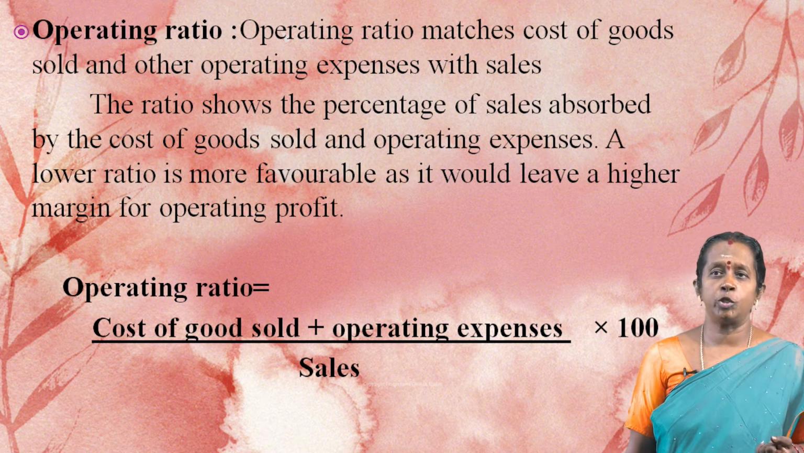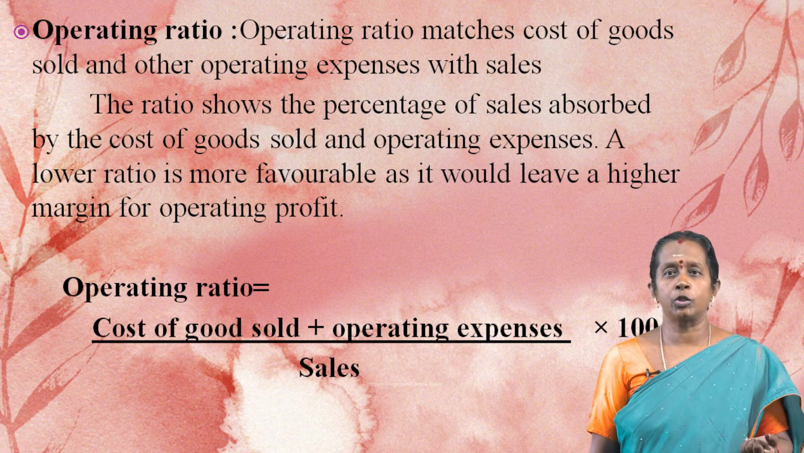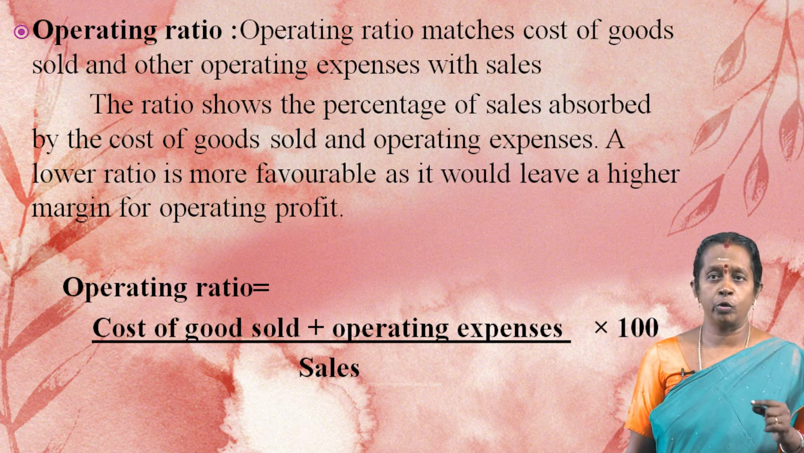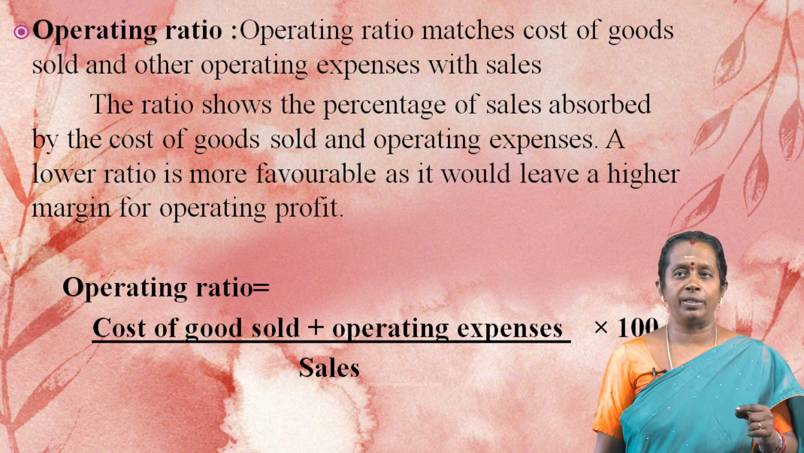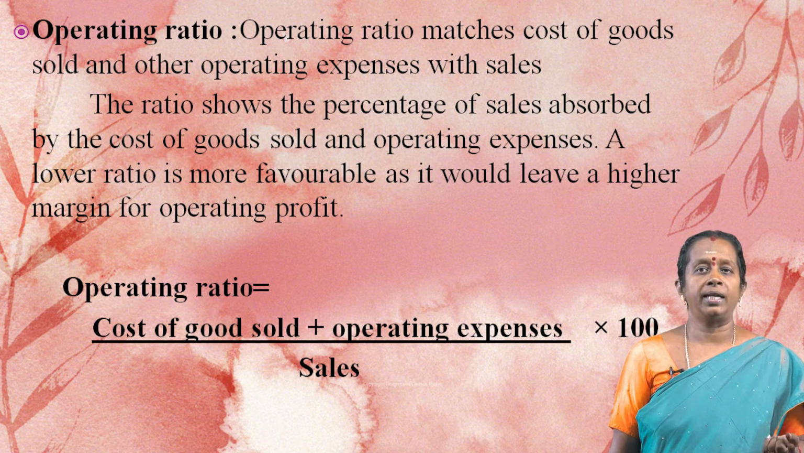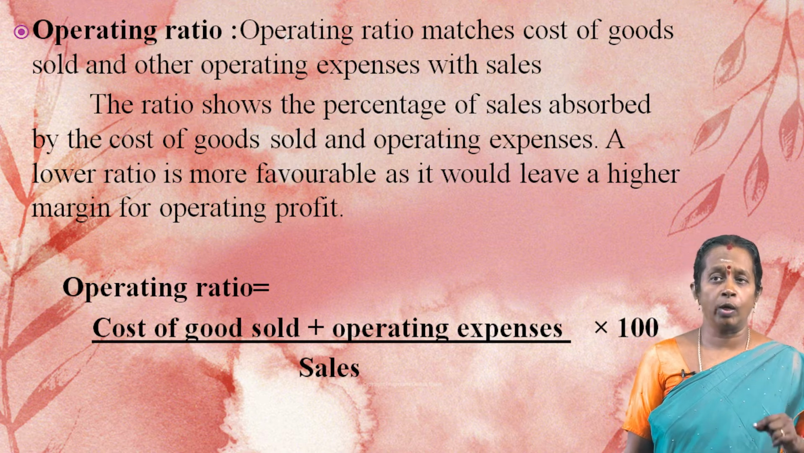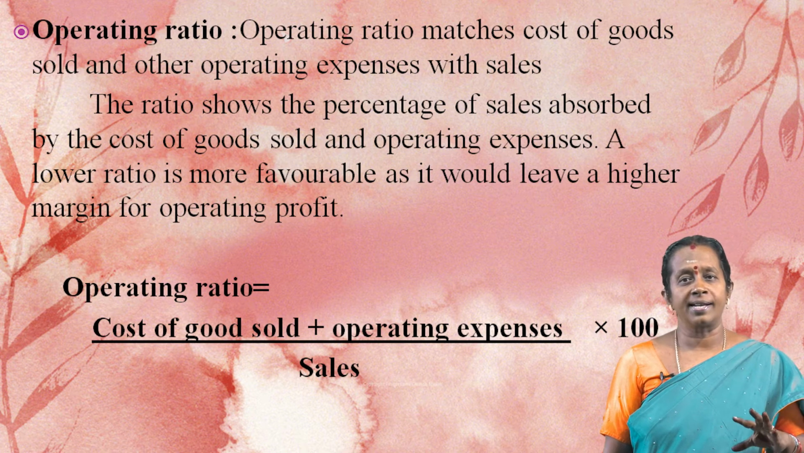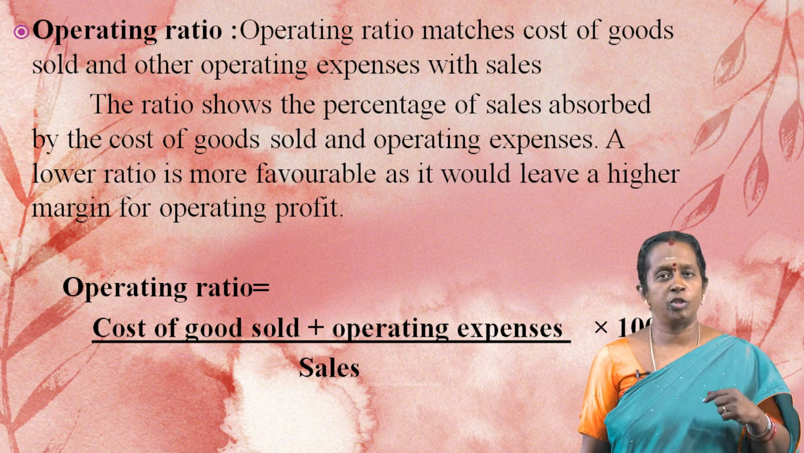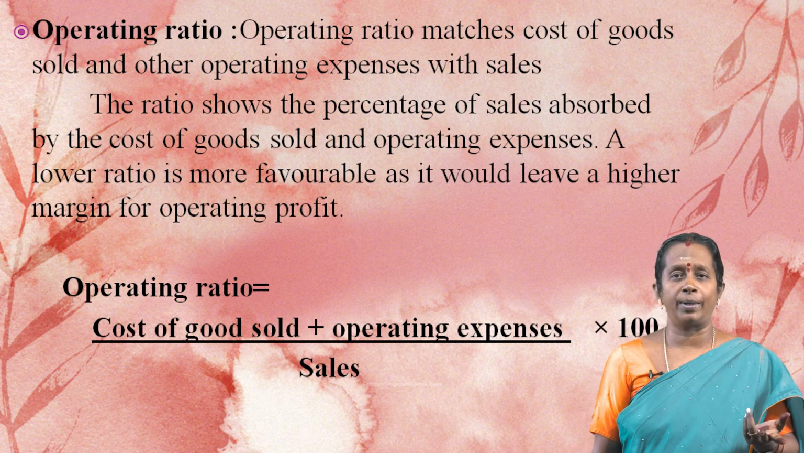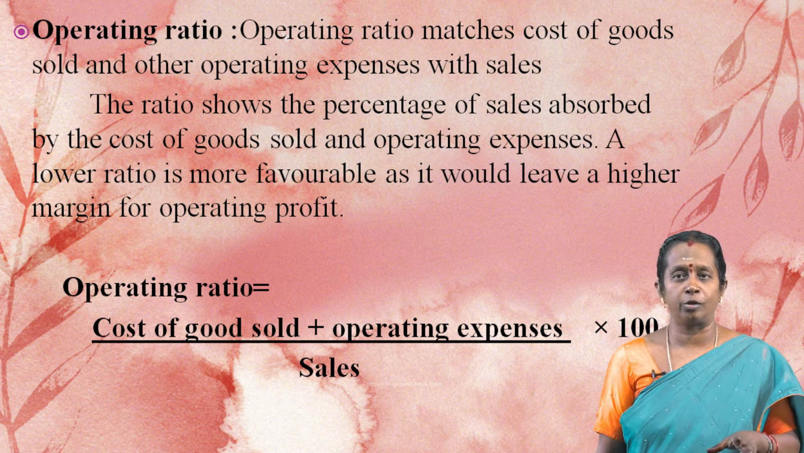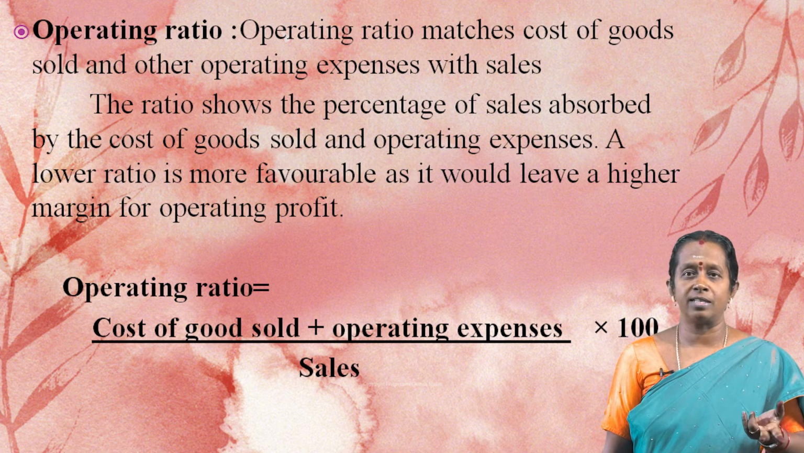In the case of operating ratio, it matches the cost of goods sold and the other operating expenses with sales. Operating ratio shows the percentage of sales absorbed by the cost of goods sold and the operating expenses. Here, the lower the ratio, the more favorable, as it would leave a higher margin for operating profit. We should not consider the non-operating items. Non-operating expenses such as depreciation and preliminary expenses written off will not be considered in the case of operating ratio.